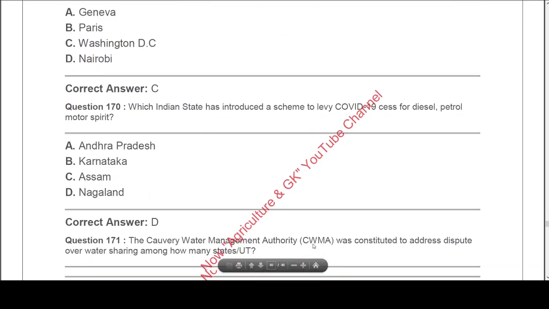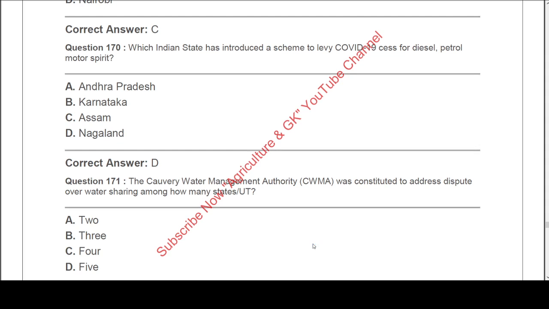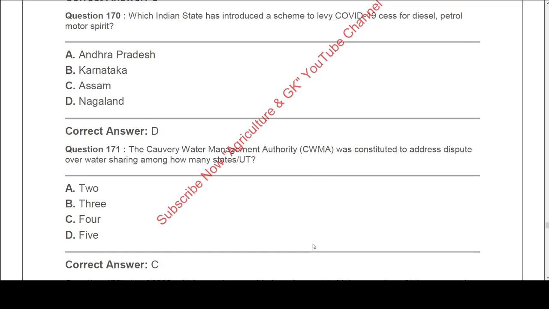Which Indian state has introduced a scheme to levy COVID-19 cess for diesel, petrol, motor spirit? It is option D, Nagaland. The Kaveri Management Authority was constituted to address dispute over water sharing among how many states or union territories? It is option C, 4.